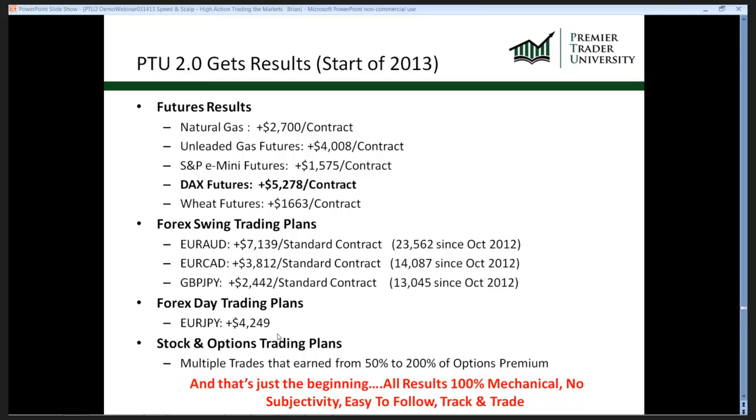But you got natural gas, $2,700 per contract. Unleaded gas futures, which is one of the trades I showed you from today, and this is from the first of the year, $4,000 per contract. For our S&P mini futures, $1,500 per contract. DAX, $52.78. And wheat futures.